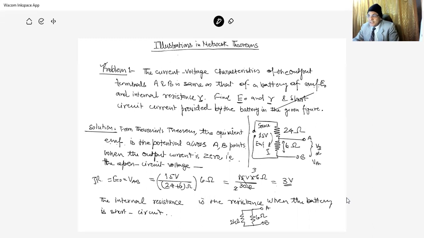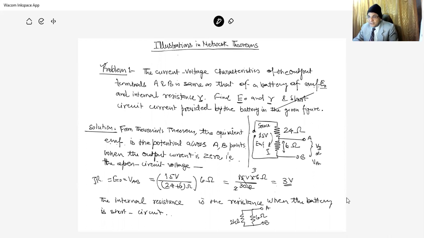The first problem is: the current-voltage characteristics of the output terminals A and B, this point is A and this point is B, is the same as that of a battery of EMF E0 and internal resistance R. Find E0 and R and the short circuit current provided by the battery in the given figure. So let us take the solution from Thevenin's theorem.